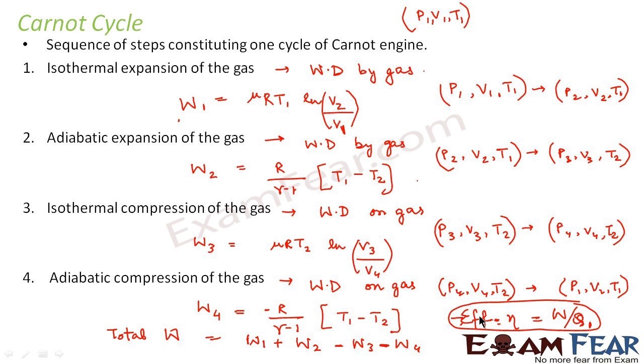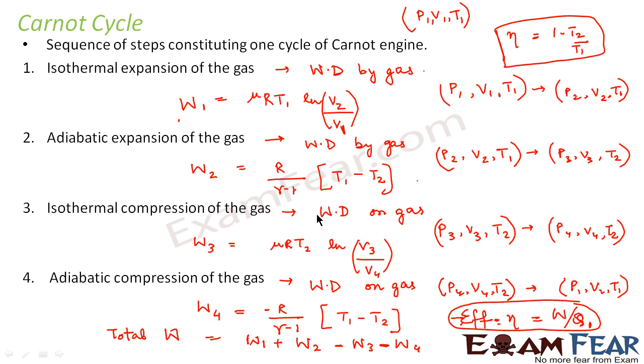So I'll leave it to yourself to find out what you get as the efficiency of the Carnot engine, but I'll tell you the result, of course. The efficiency of the Carnot engine comes out to be 1 minus T2 by T1. This would become the efficiency of the Carnot engine.